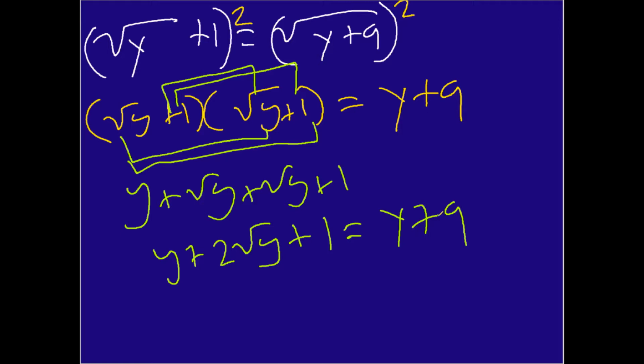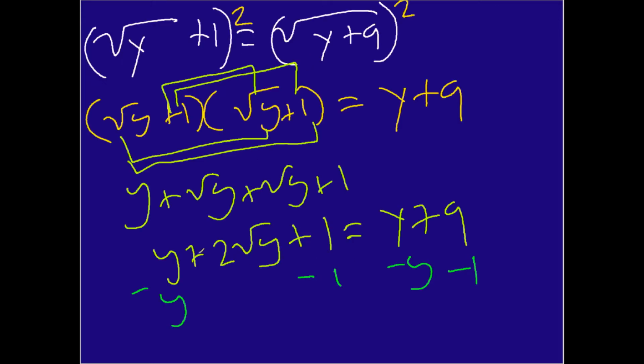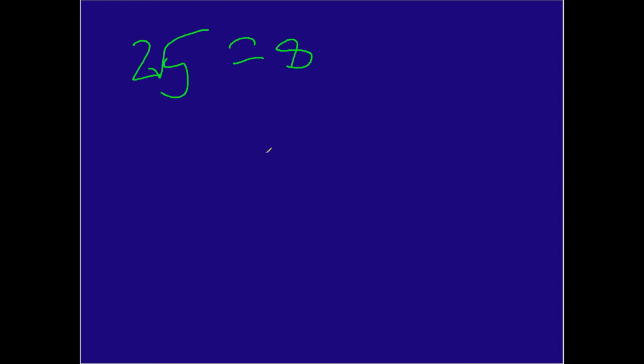And so now we just want to remove as many terms as we can. So I'm going to subtract y from both sides, and I'm going to subtract 1 from both sides. And now we have 2 square root of y equals 8. Let me check that. Yes, 2 times square root of y equals 8. Now I divide both sides by 2 because I need to get rid of the 2, and I get the square root of y equals 4.